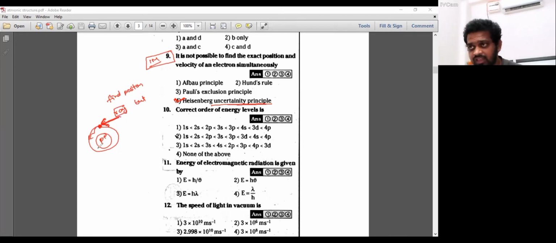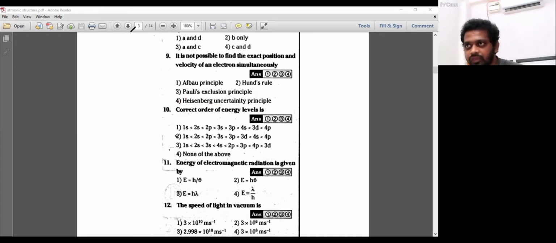And at the same time, in the second situation, I am going to find out the velocity of the electron. So I will find out the velocity at the particular point, but whenever you target it, the position may be altered. Nothing but the position will be changed. So individually we can find out velocity as well as position, but simultaneously it is not possible. I hope you understood this meaning. Thank you. Question number 10.